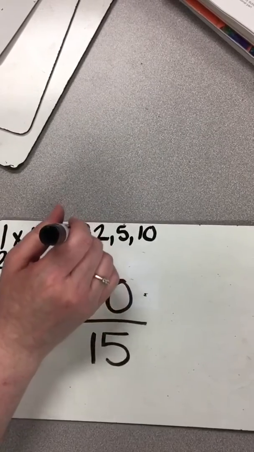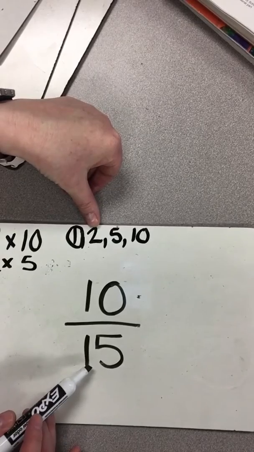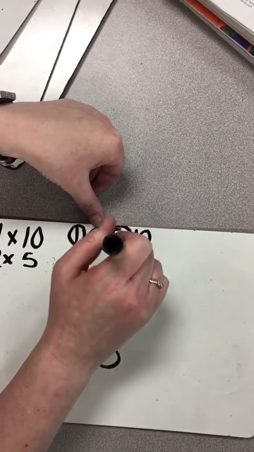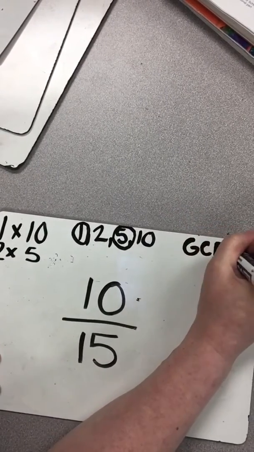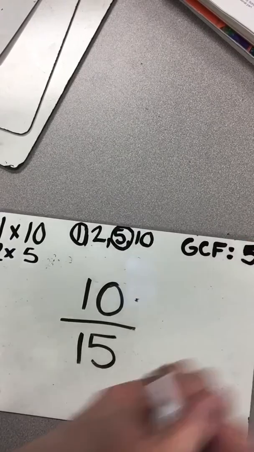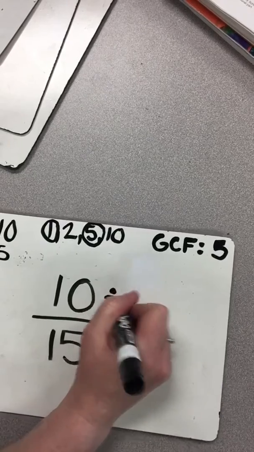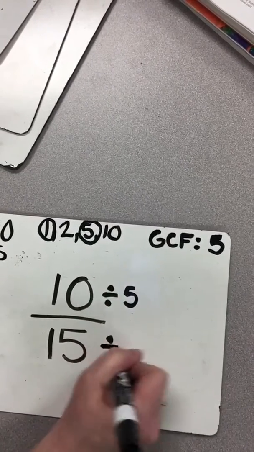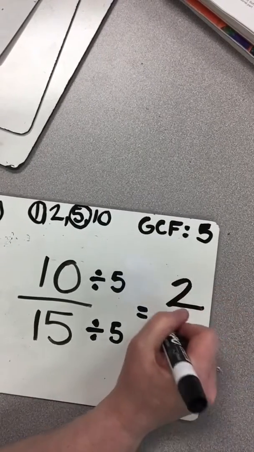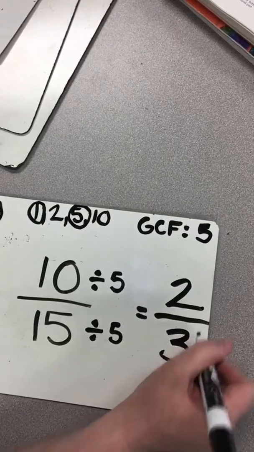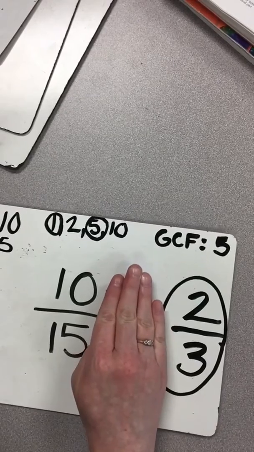1 goes into 15, but if we divide anything by 1, we get the same number, so we don't worry about it. Does 2 go into 15? Nope. How about 5? Yes, 5 does. How about 10? No. Okay, so our GCF, which stands for greatest common factor, the biggest number that's the same for both of them, is 5. So I'm going to take 10 and divide it by 5, and 15 and divide it by 5. 10 divided by 5 is 2. And 15 divided by 5 is 3. All right. So 2/3 is the lowest term of 10/15.